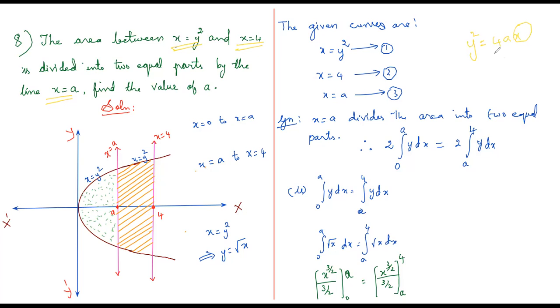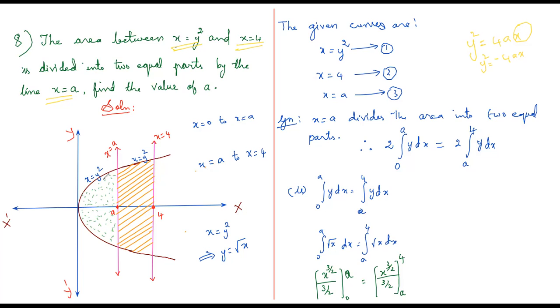It is a parabola symmetric to the x-axis and open right. If you have minus 4ax in this form, then it is open left, right? So here it is just of the first form, y square is equal to 4ax. It is a parabola that is open right. So you draw the parabola that is open right.